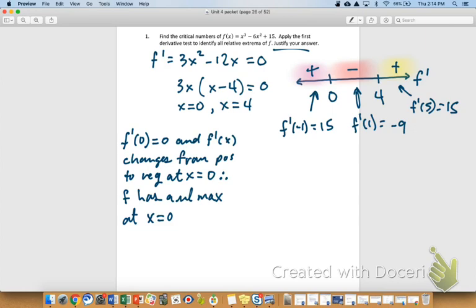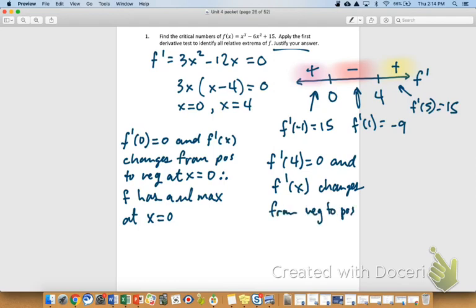Now, I write these justifications and conclusions all the time, and there's a variety of ways I write them, but they have all these elements in place. I'm mentioning that x equals 0 is a critical number. And I'm mentioning that f prime has a certain sign change pattern. Okay, and then the other one would be f prime of 4 equals 0. And f prime is doing what? Changing from negative to positive. Therefore, f has a relative what? Minimum. There we go. At x equals 4.